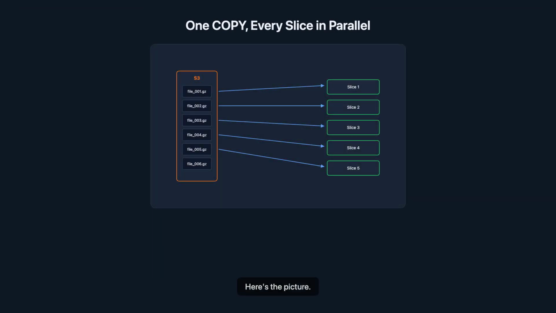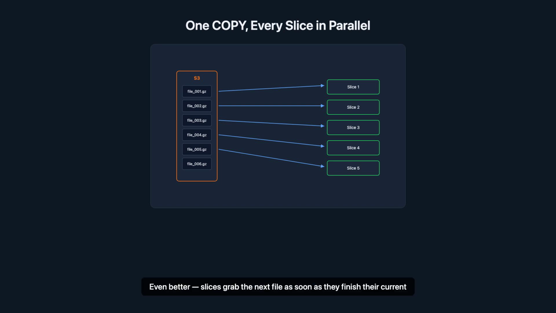Here's the picture. You've got 6 files sitting in S3 on the left and a Redshift cluster with 5 slices on the right. A single COPY command splits the work across all 5 slices, and each slice pulls its assigned files in parallel. More files than slices?